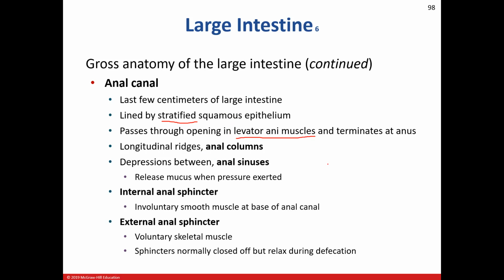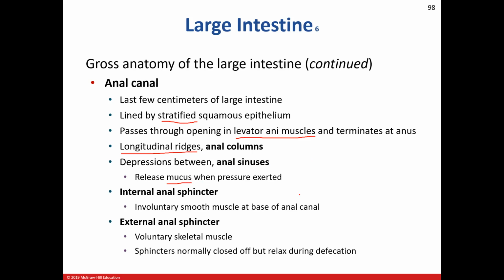Okay, so you'll notice you'll have in the anal canal these long, what we call longitudinal ridges, all right? And we refer to those as anal columns. In between, we'll have these depression structures called anal sinuses, and that is where mucus will be produced. And again, you can see a pattern here. Mucus is going to be used as a lubricant. Makes sense.